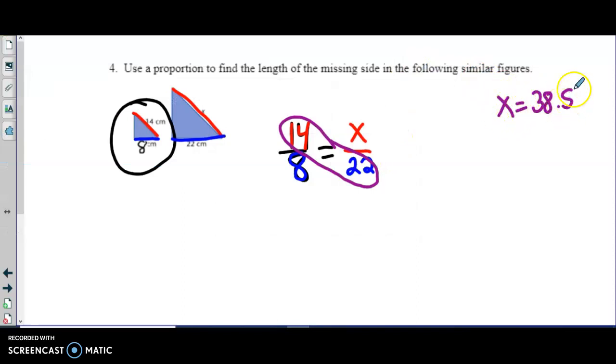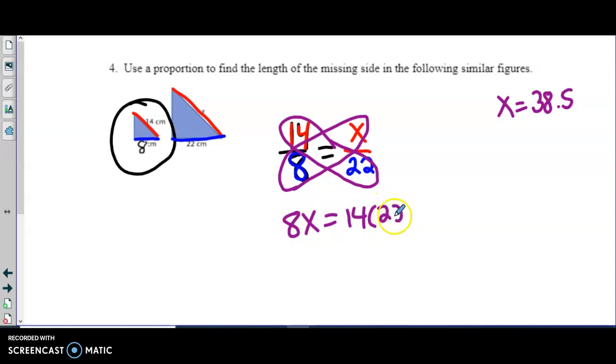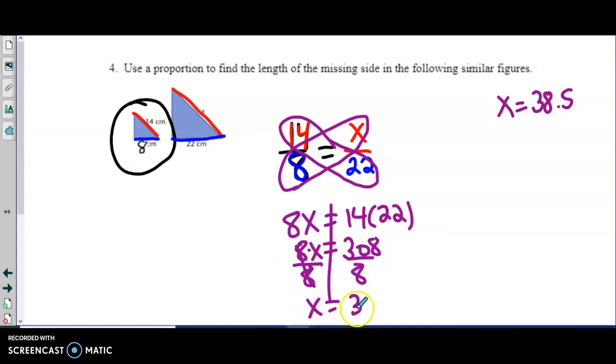Now, if you're just looking at me like, I have no idea what you just did, let me go ahead and show you. I cross multiplied. So I did 8 times x equals 14 times 22. I calculated 14 times 22 in the calculator. And then I know I've got to get x by itself. Since I'm multiplying, the opposite is to divide. So x equals 38.5.